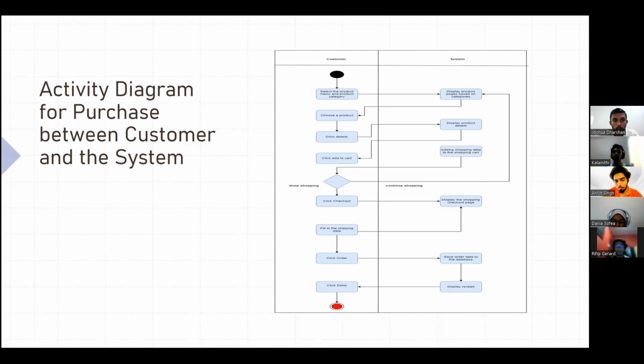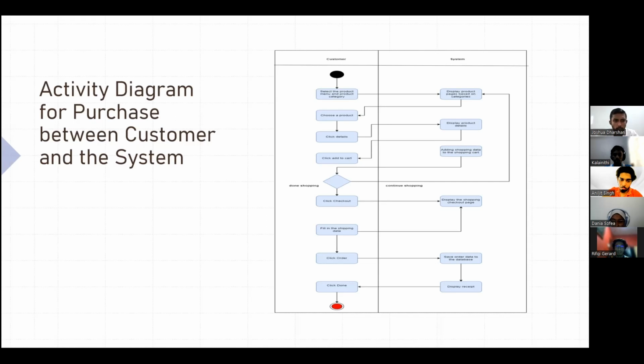This selection may involve specifying the quantity or variant of the product if applicable. Once the product is selected, the customer proceeds to the checkout process. In the checkout phase, the customer provides the necessary details such as shipping address and the payment method. The pet shop system verifies the information provided and processes the payment.